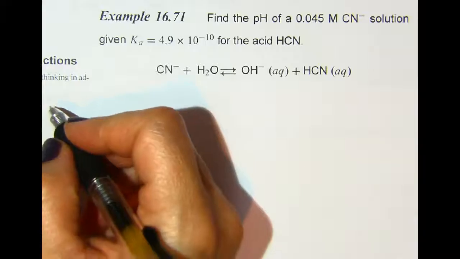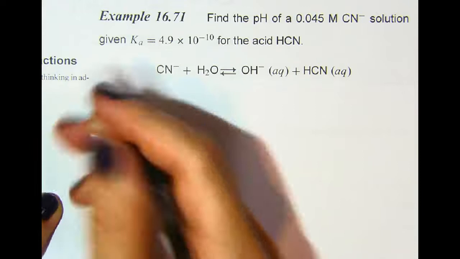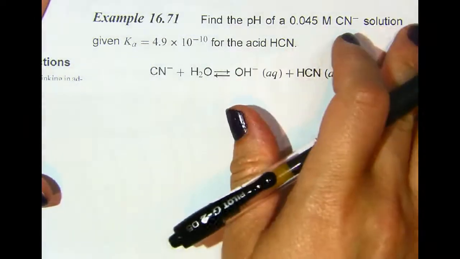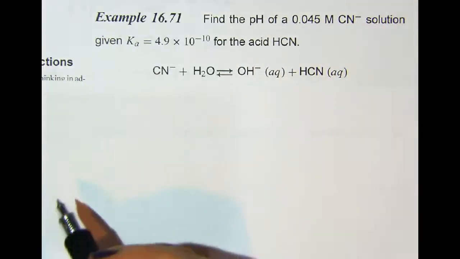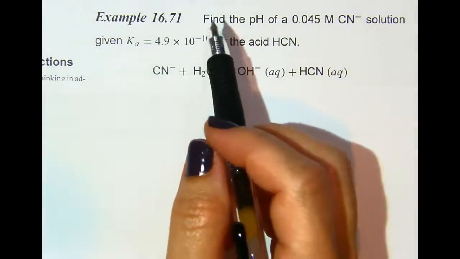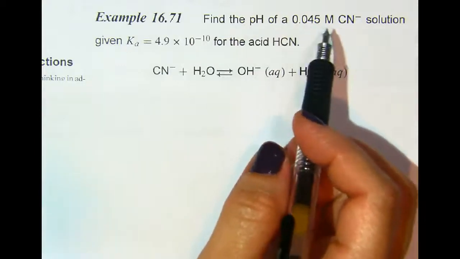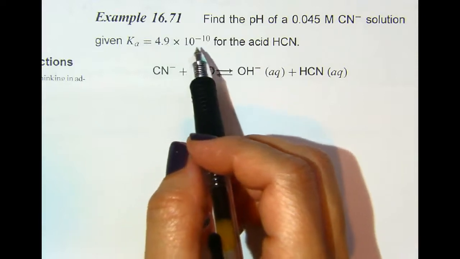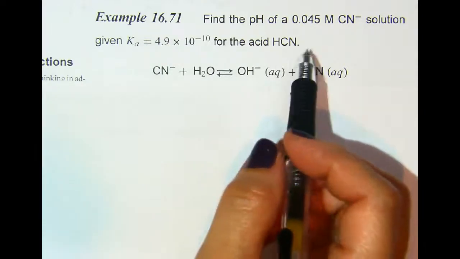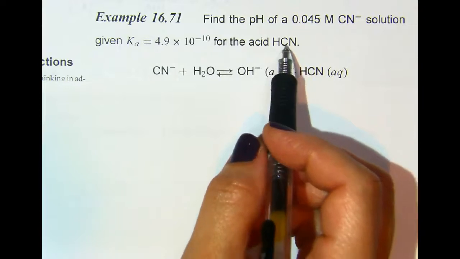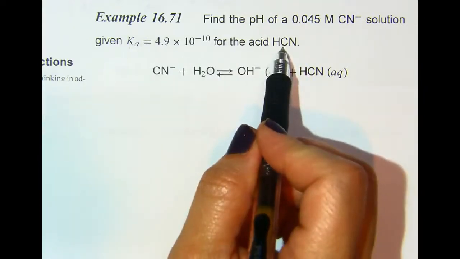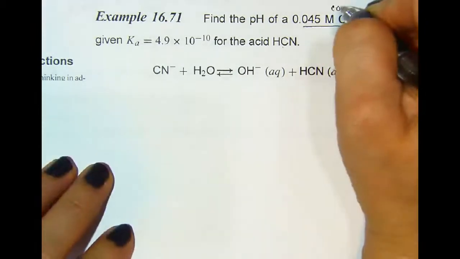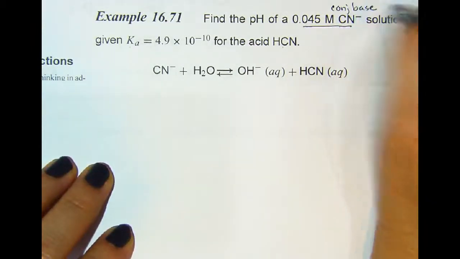So this is a very important example problem we're going to work through that you're going to see over and over again, not in this unit, but also in the subsequent units. So we want to find the pH of a 0.045 molar cyanide solution given a Ka of 4.9 times 10 to the negative 10 for the acid hydrocyanic acid. So notice we have the Ka for this weak acid. However, we have the concentration of the conjugate base of that acid.